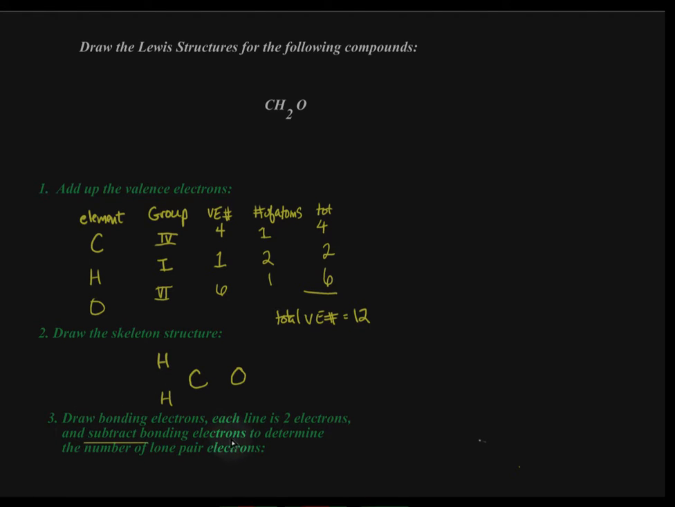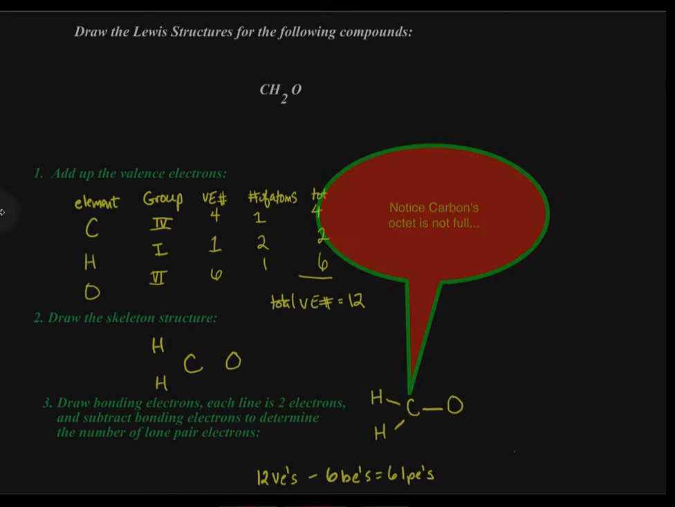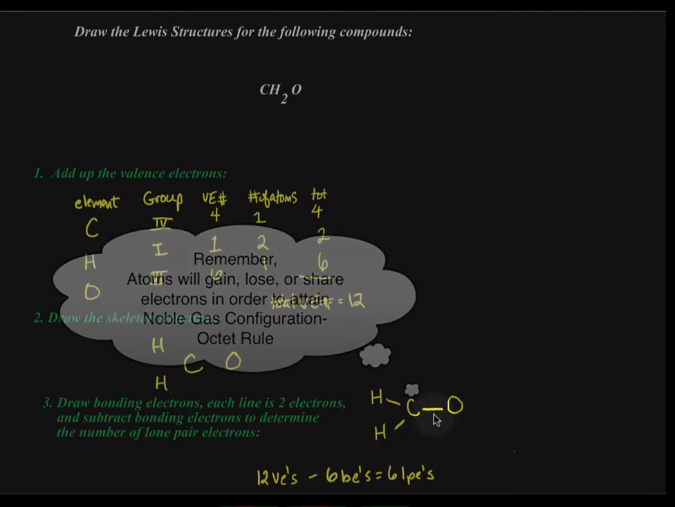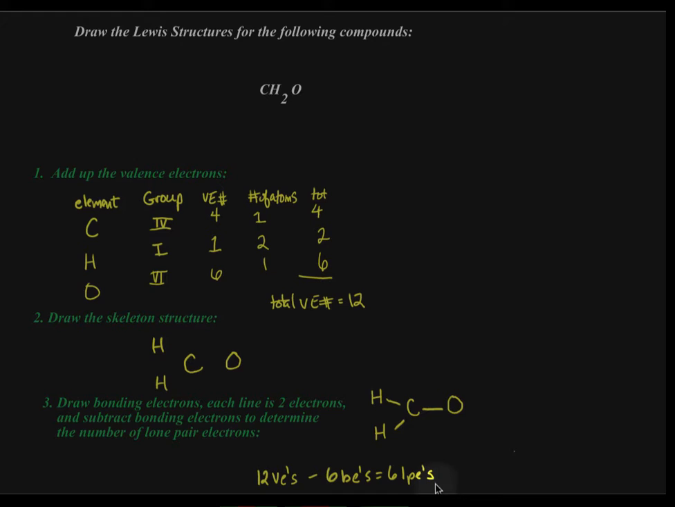All right, so we're going to draw the bonding electrons. Each line is 2 electrons. We're going to subtract the bonding electrons from the total number of valence electrons to determine how many lone pair electrons we have. Okay, so we start off with single bonds everywhere. Keep in mind that carbon doesn't look like it has a full octet, but we're just going to go with it. Let's pretend we didn't notice that. We're going to have 12 total valence electrons minus 2, 4, 6 bonding electrons. That gives us 6 lone pair electrons.